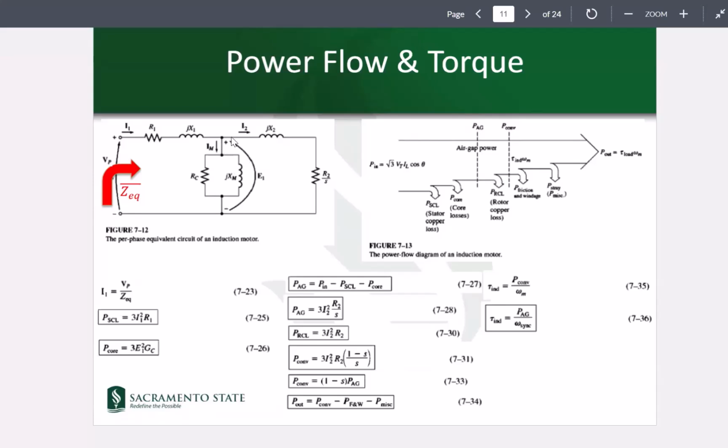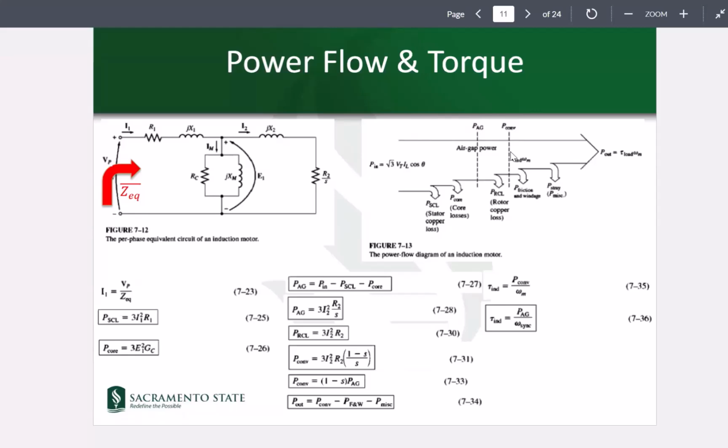Now, after the air gap power, so it's here, the power that is received at this point. And then after that, we have another term that loses power, and that would be the rotor, which we call it the rotor copper losses. And then we reach basically here, which we call the power at this point, the converted power.